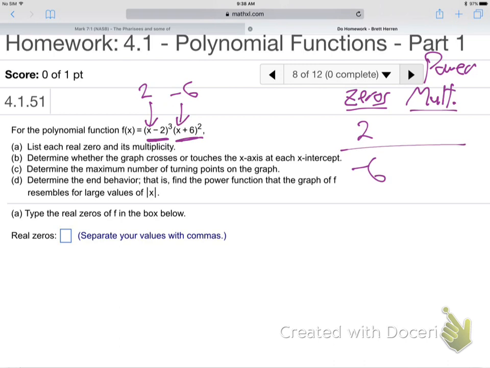We good? And now, for each of those, let's find the power on the 2 part. Well, the power's 3. What's the power on the negative 6? 1, 2. Just like that. Good so far? So it's just the zeros and their powers.